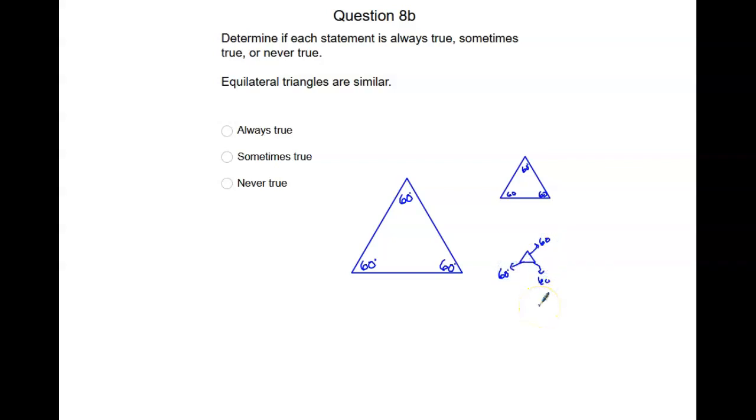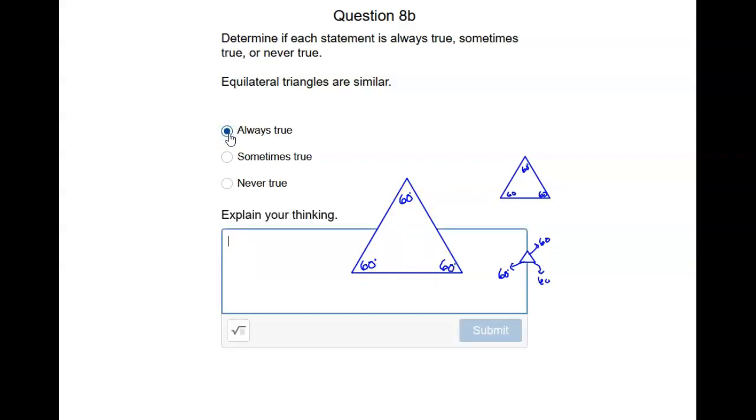Now, we also learned that triangles that are similar have angles that are congruent. So I have 3 angles here that are congruent to their corresponding angles here that are congruent to these angles here. Every equilateral triangle is always going to have 3 60-degree angles. So that means that this is always going to be true.